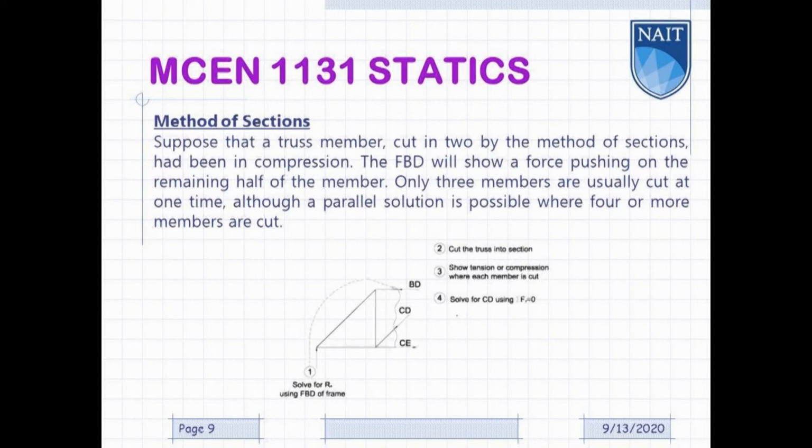Suppose that a truss member, cut in two by the method of sections, had been in a state of compression. The free body diagram will show a force pushing on the remaining half of the member. Only three members are usually cut at one time, although a parallel solution is possible where four or more members are cut.